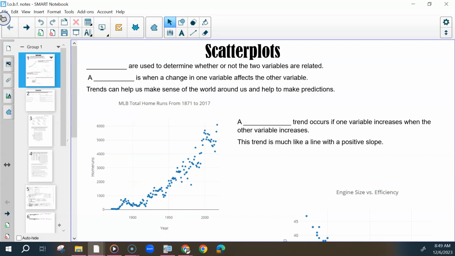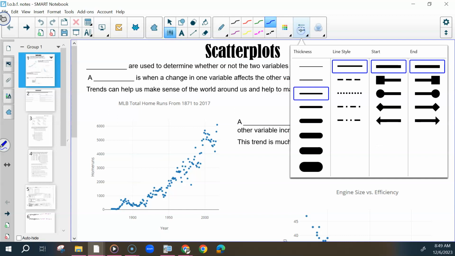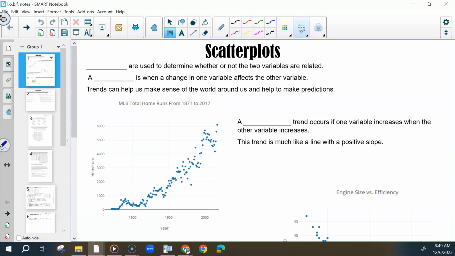Great. So let's start on these notes. As you've seen already, we're going to be talking about scatterplots, linear regression, line of best fit, all those things. Some of that should be familiar to you. Some of it will be new to you, especially how we do it on the calculator, how we do it on Desmos. A blank or blank are used to determine whether or not two variables are related. That is scatterplots. Probably should have made more room for that one.